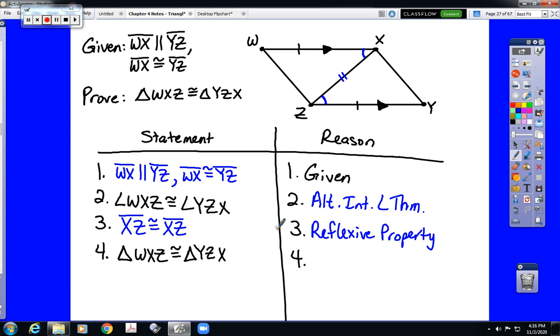Once we have two sets of congruent sides, and notice the included angle between them, we have shown side, angle, side for both triangles. Top triangle, side, angle, side. Bottom triangle, side, angle, side. Which is enough to finish the proof. WXZ is congruent to YZX by the side, angle, side congruence postulate.